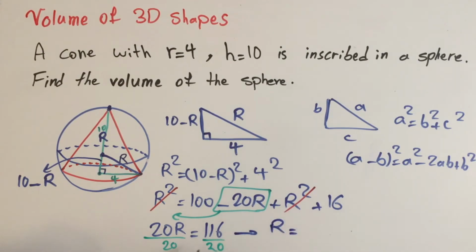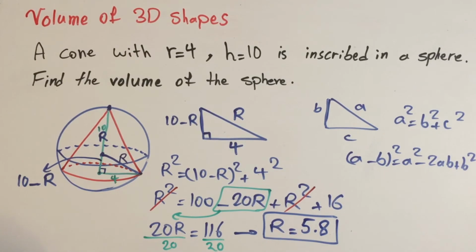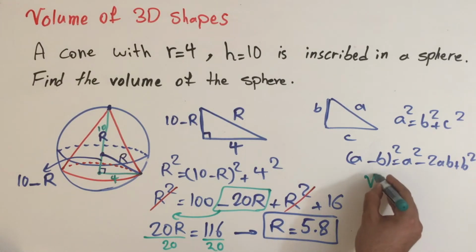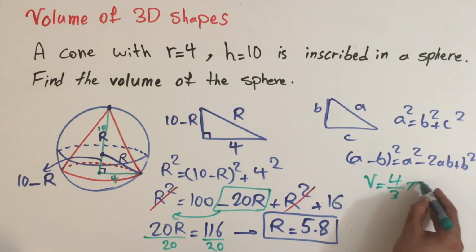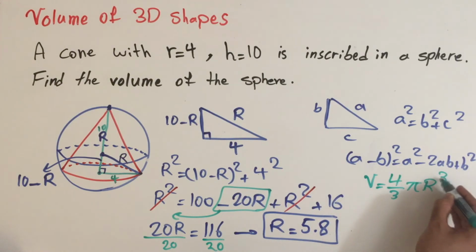All I have to do is divide both sides by 20 to get the value of r. So at the end, r is going to be 116 divided by 20, which is 5.8. 5.8 is the value of r. Okay, now how can I find the volume of the sphere? You just have to plug it into the formula. What was the formula of the volume of the sphere? I'm going to write it here. The volume of the sphere was 4 over 3 pi r cubed.